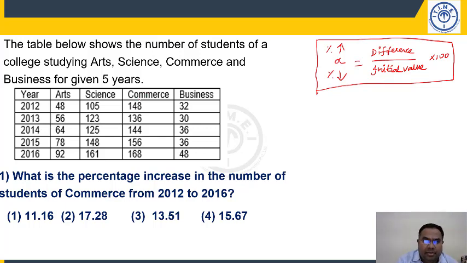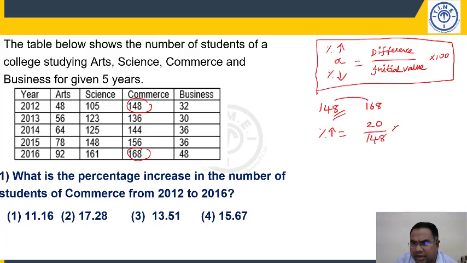Percentage increase in number of students studying commerce from 2012 to 2016. So in 2012 the value is 148 and in 2016 the value is 168. Right? So what's the percentage increase? Percentage increase is the difference, which is how much here? 20, right? Divided by the initial value, the starting value, that is 148, into 100. Right? So how much is this?